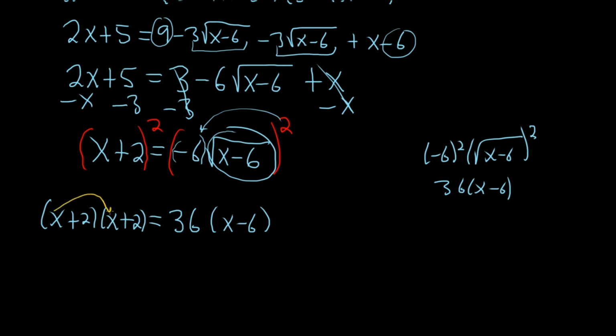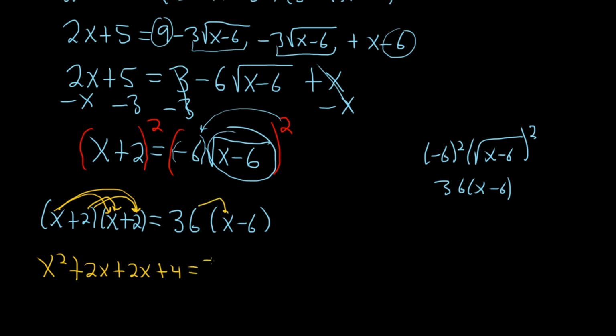So x times x is x squared. And then x times 2 is 2x. Then you go to the next one. 2 times x is 2x. And then 2 times 2 is 4. Did that kind of fast. Foiling. And then here we distribute.